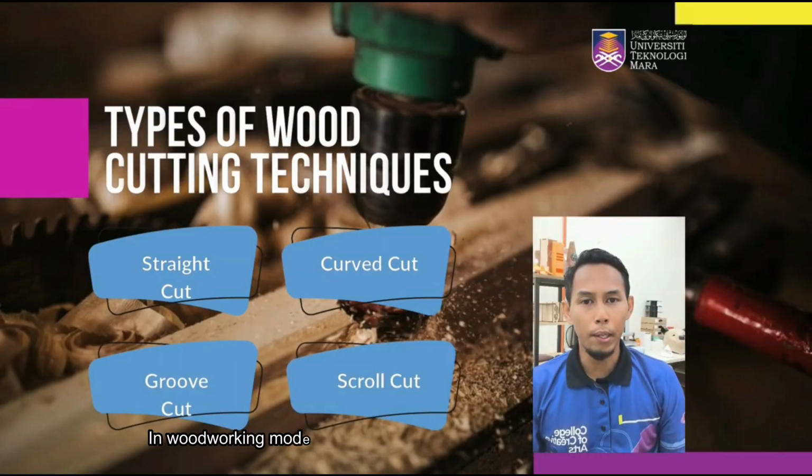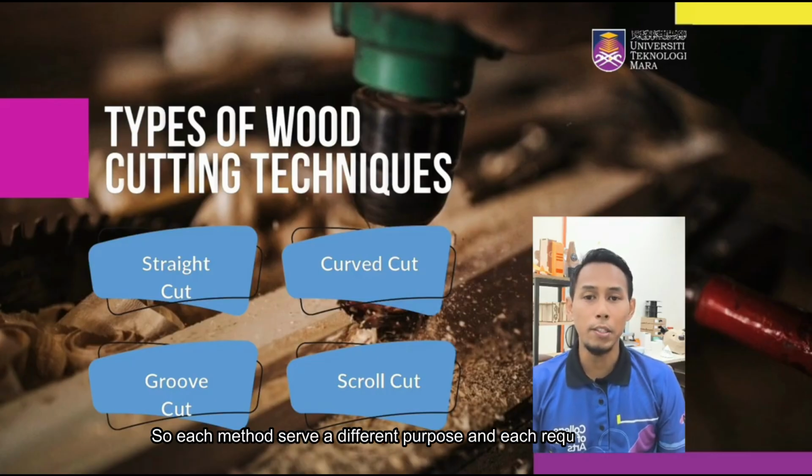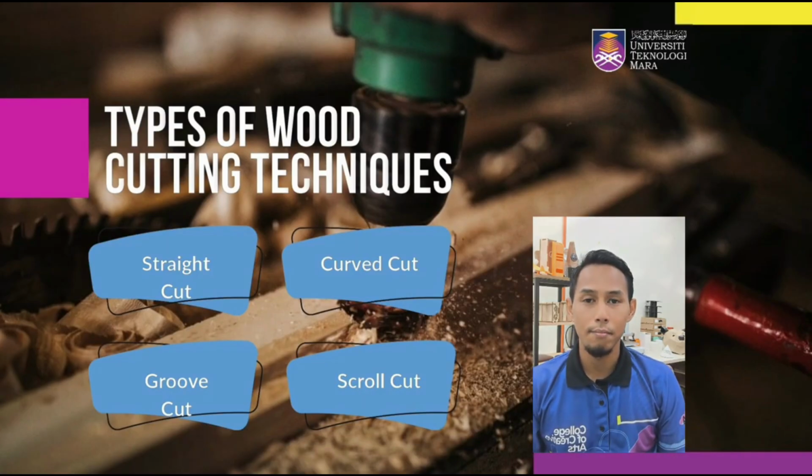In woodworking model making, there are four main cutting techniques: straight cut, curve cut, groove cut, and scroll or intricate cuts. So each method serves a different purpose and each requires specific tools.